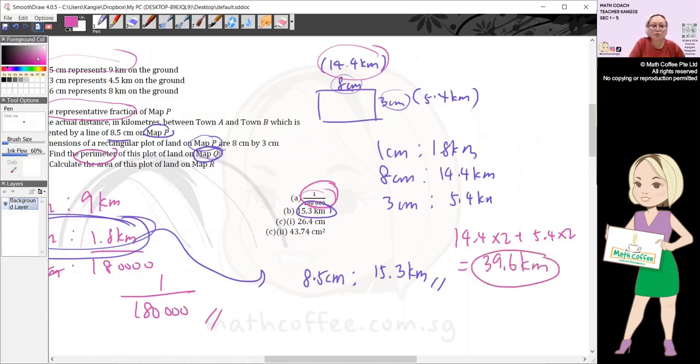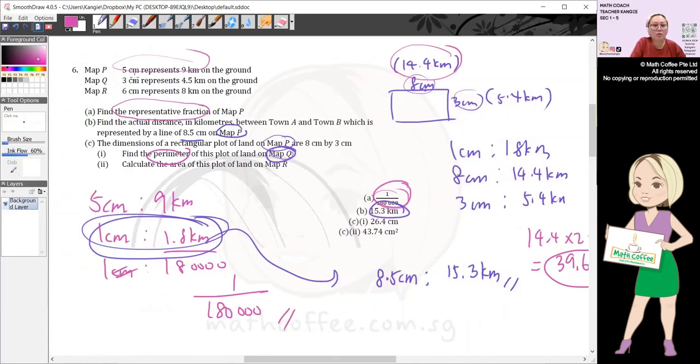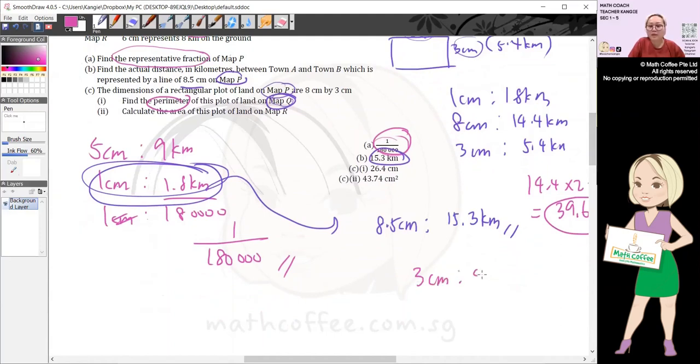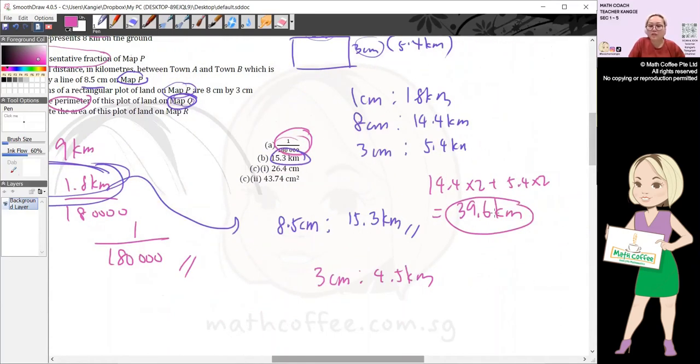And now I need to use map Q to represent. So let's go to map Q. 3 cm represents 4.5 km. So this actual will not change. Put it on the right hand side. So you key in the calculator 39.6 divide by 4.5. Then you will know that I need to multiply by 8.8. So for this case, it's just 3 times 8.8. So it's 26.4 cm. And this is the answer.